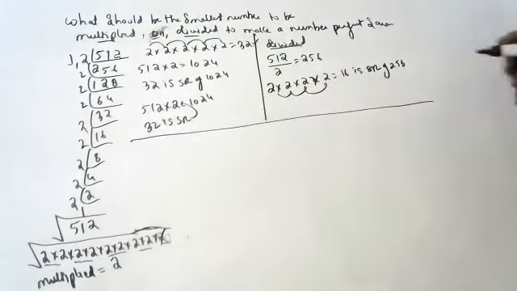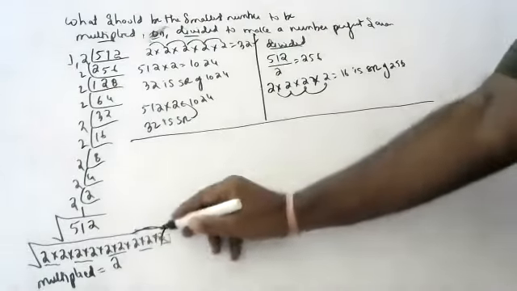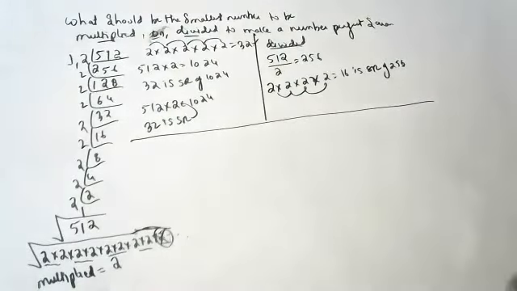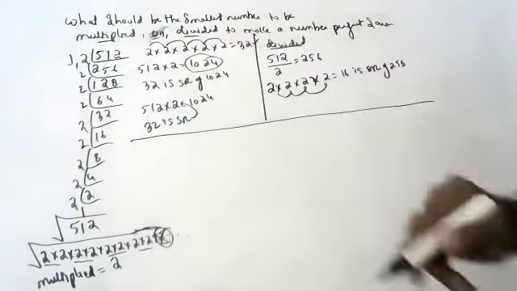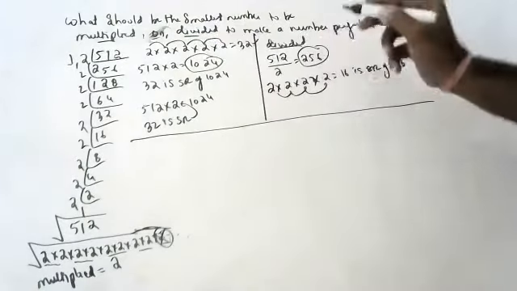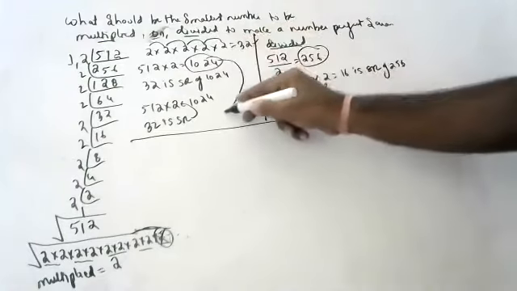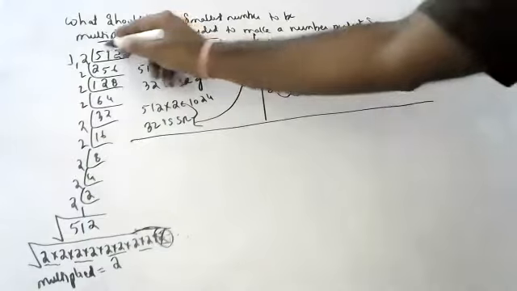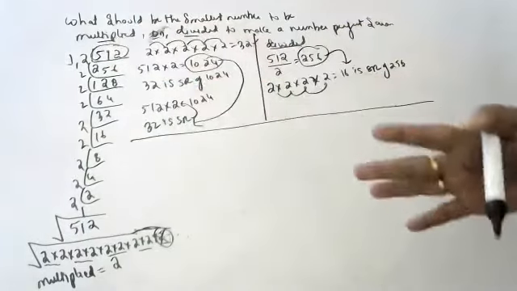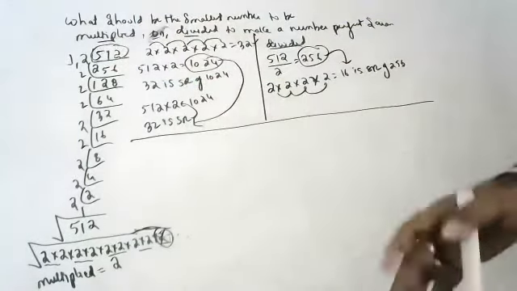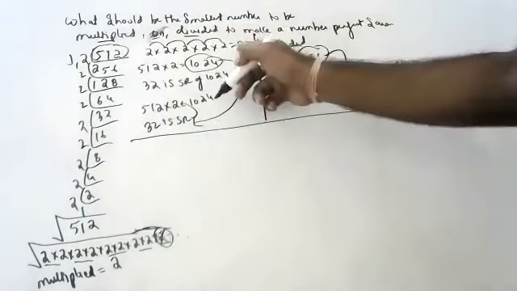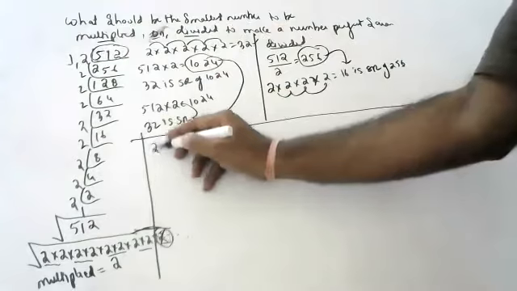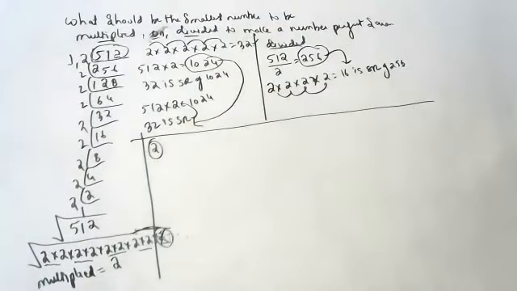I hope you understood, children. Multiply means 2. Divided also 2. If you multiply, the new number is 1024. If you divide, the new number is 256. For 1024, the square root is 32. For 256, the square root is 16. But for 512, there is no square root. To make it a perfect square, either you should multiply with 2 or you should divide with 2. Did you understand, children? If you didn't understand, one more question we will do.